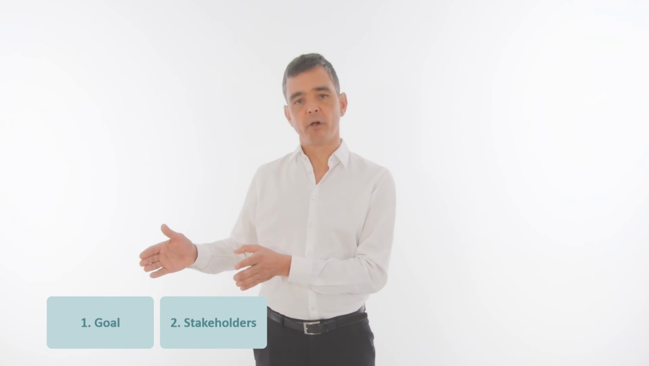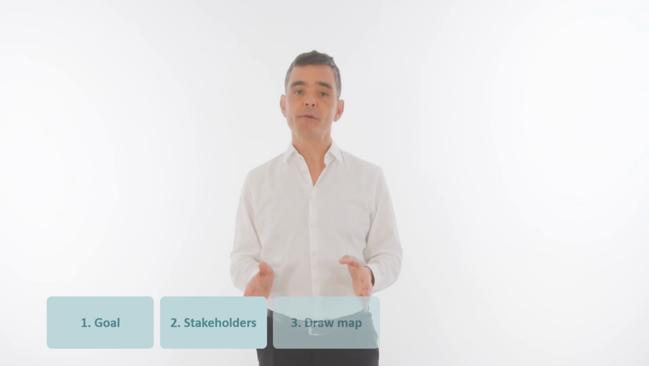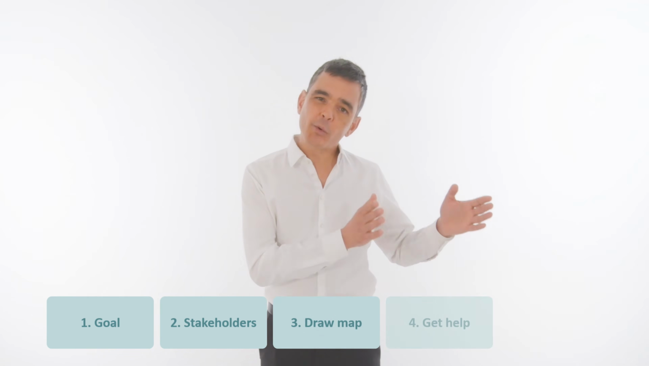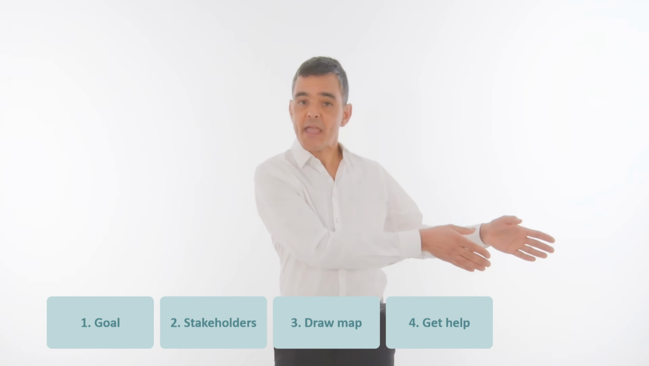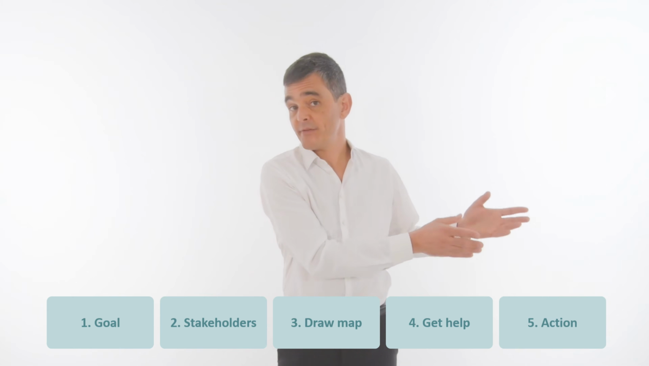Now, there are 5 steps in using this process. The first one is, what's your goal? What do you want to achieve by using the relationship map? Once you've done that, you might need to write a list of all the stakeholders who are involved in the project, draw the map, work with somebody else, get somebody else to challenge you and talk about it, and then go off and actually do whatever you've decided to do.